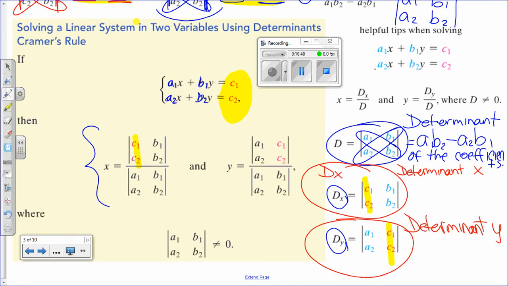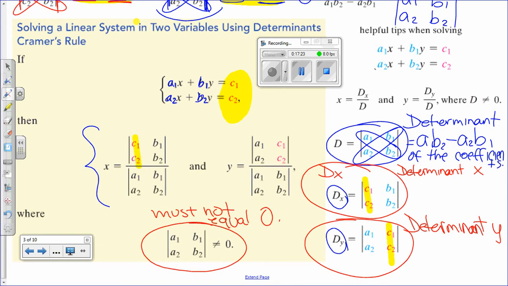One important thing to mention is that if the determinant of the coefficients is equal to 0, then the system has no solution. That's why we're saying the determinant must not equal 0. A system with no solution will be an inconsistent system. We're talking about a 2 by 2 system. Graphically, it will be represented by 2 parallel lines. So if you encounter a determinant equal to 0, that means the system has no solution.